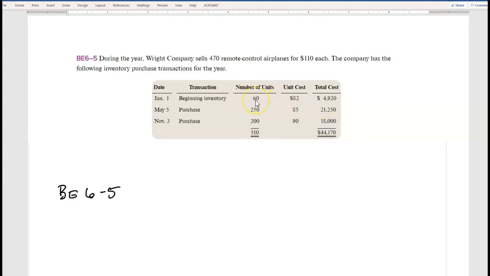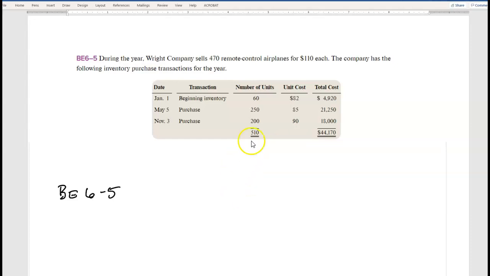Well, we started with 60 units and they cost us $82, and you multiply that out and get a total cost. On May 5th, we purchased 250 units and the price went up. On November 3rd, we purchased 200 units and the price went up even further. So we had 510 units that we could sell with a total cost of $44,170. How do we determine which of those airplanes to assign which cost to?